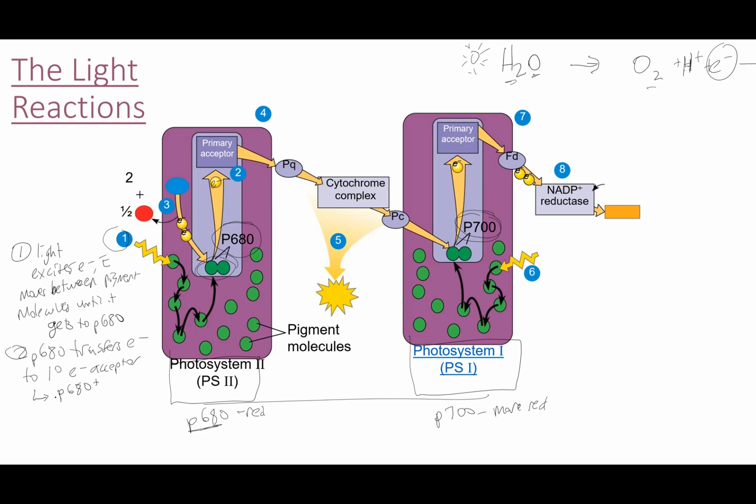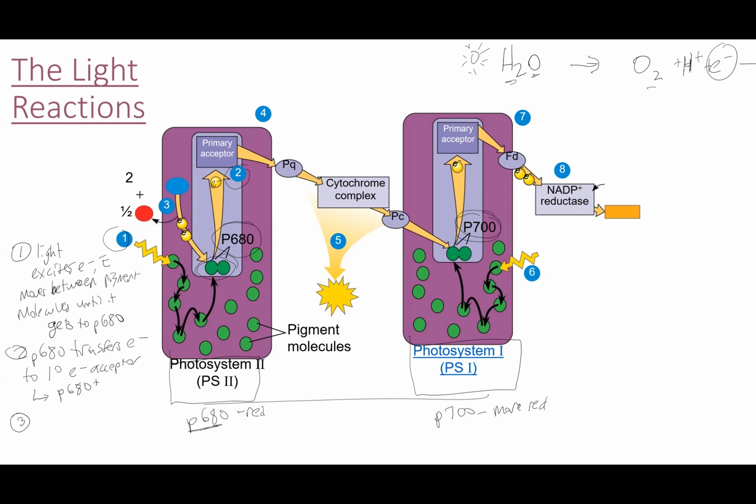So when it loses this electron and becomes P680 plus, is it reduced or oxidized? If it's losing an electron, it's oxidized because oxidation is loss. So P680 becomes oxidized, and then it will become reduced again immediately because it will gain an electron again. Okay, so that's step 2. We've transferred the electron to the primary electron acceptor, and that'll happen twice because there's 2 molecules.